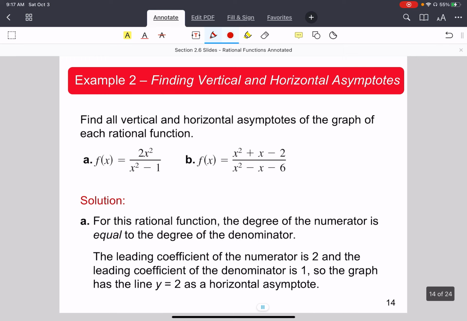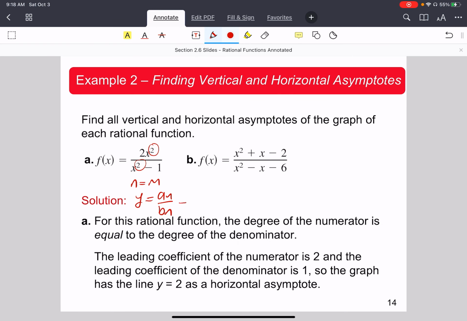So for part A, you guys realize n equals m because they have the same degree. So we're going to say, well, then y equals a sub n over b sub n must be the horizontal asymptote. The way we're going to do that is we're going to take a look at the leading coefficient of the top, which is 2. The leading coefficient of the bottom is 1 because it's 1 times x squared. So 2 over 1 is 2. So y equals 2 is the horizontal asymptote of part A, right?